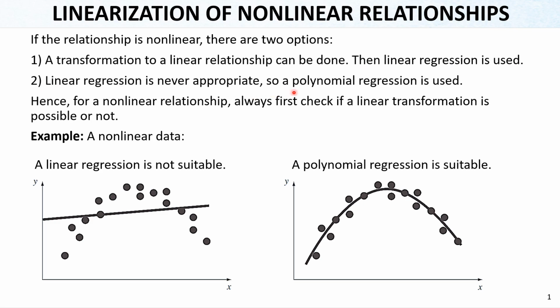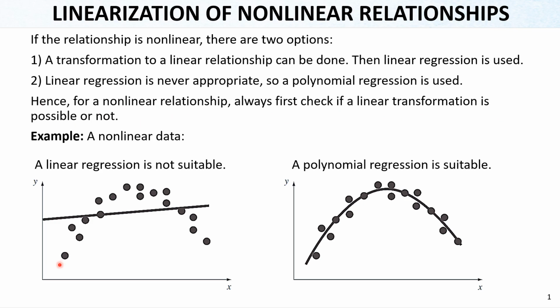So then we need a polynomial regression. If you cannot transform it to a linear relation, then you need to fit a polynomial regression. A higher order polynomial fit is required with least squares again. So for a nonlinear relationship, always first check if a linear transformation is possible or not.